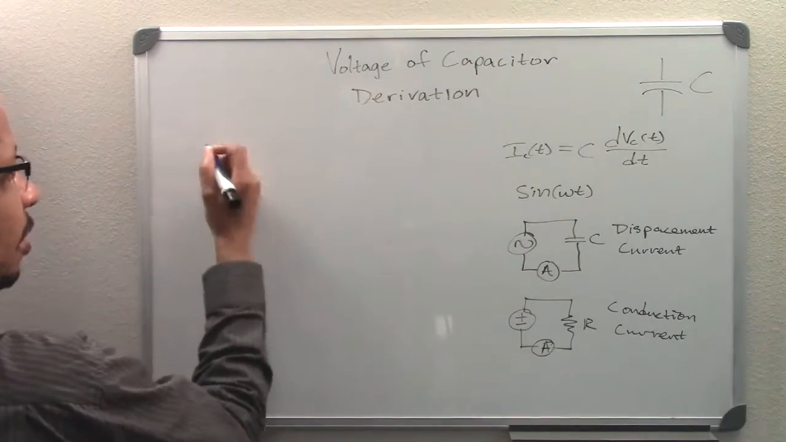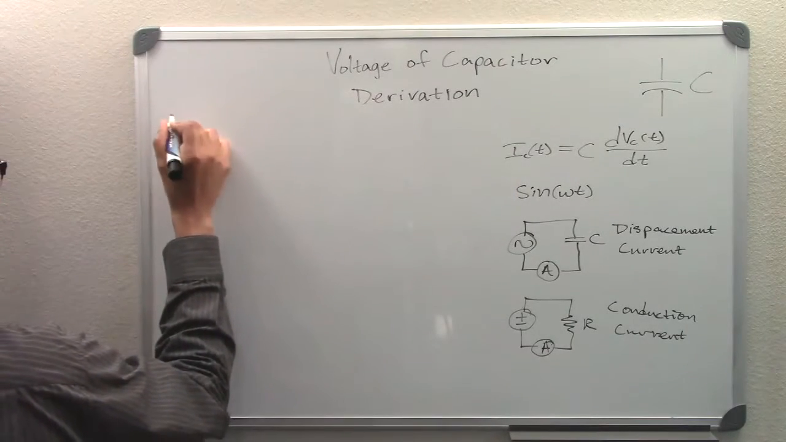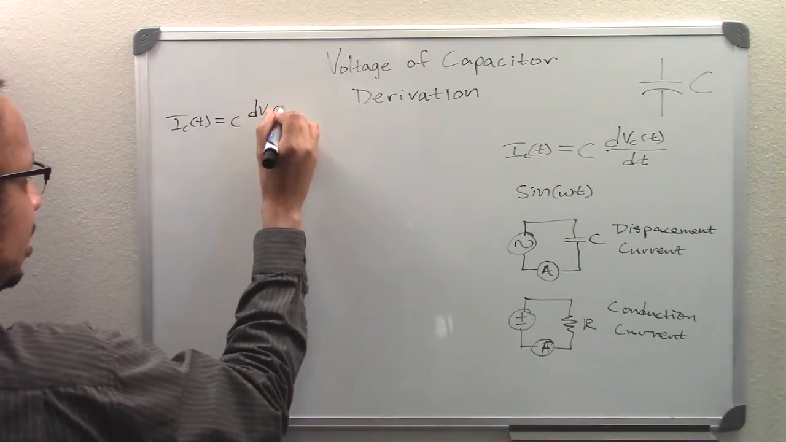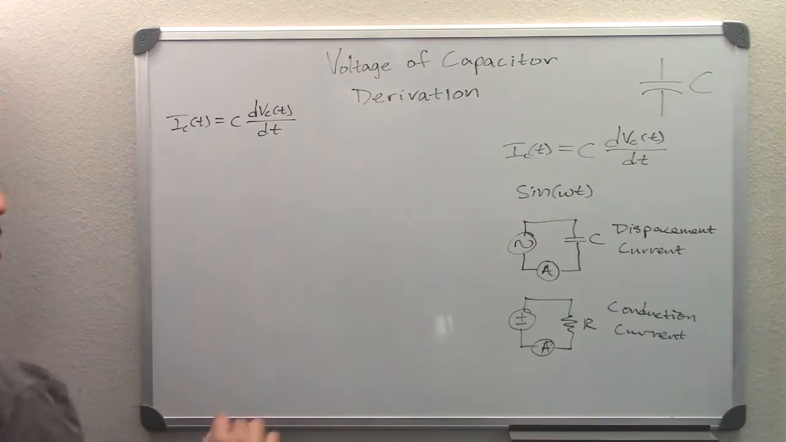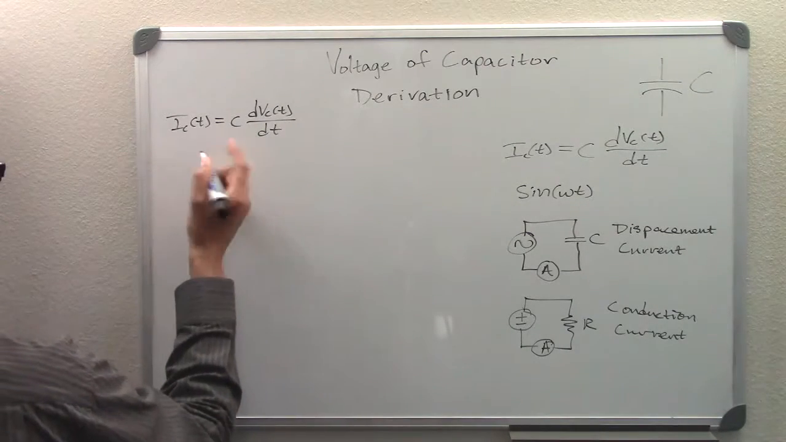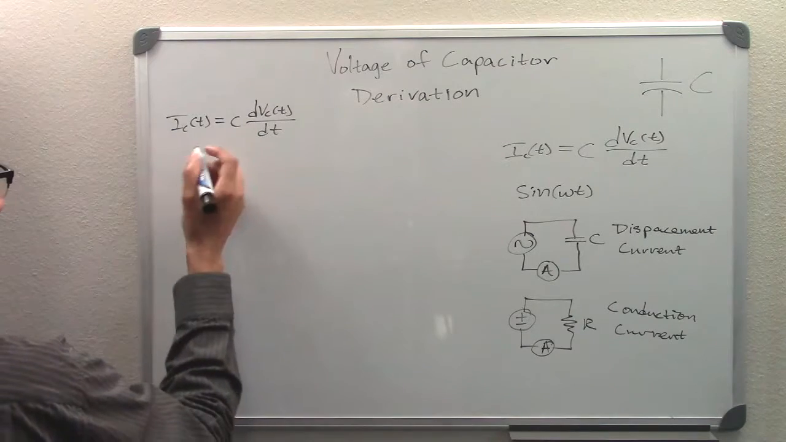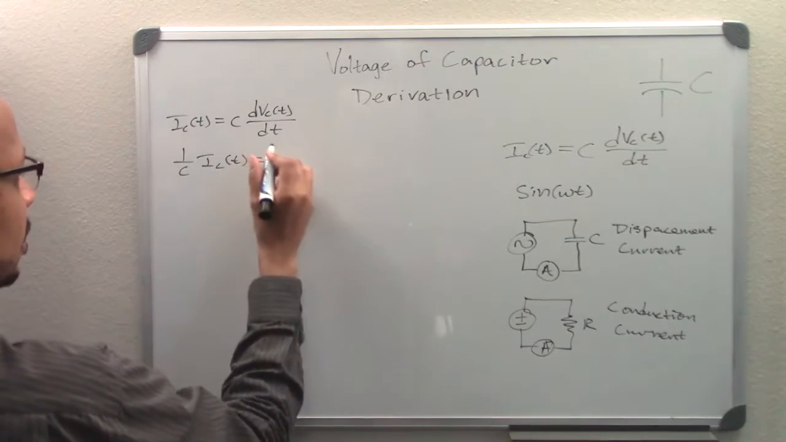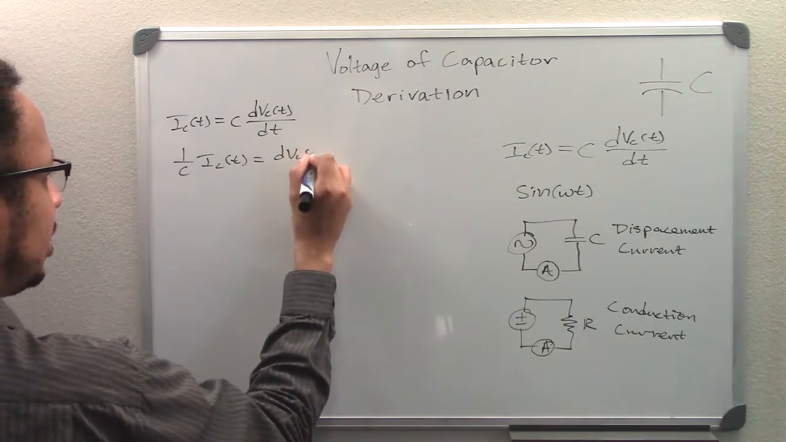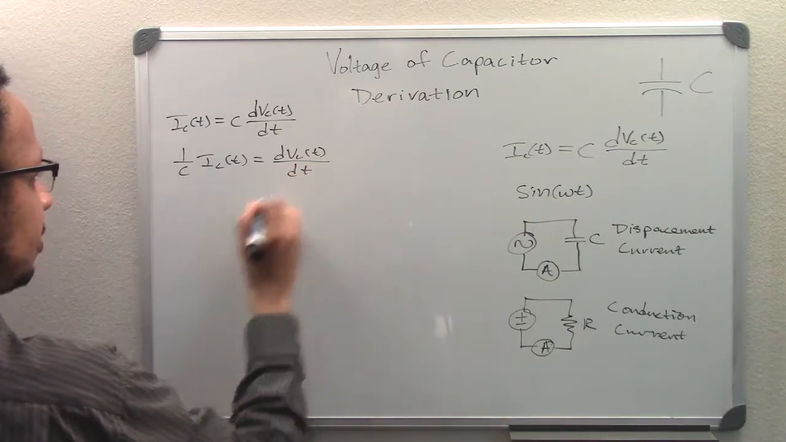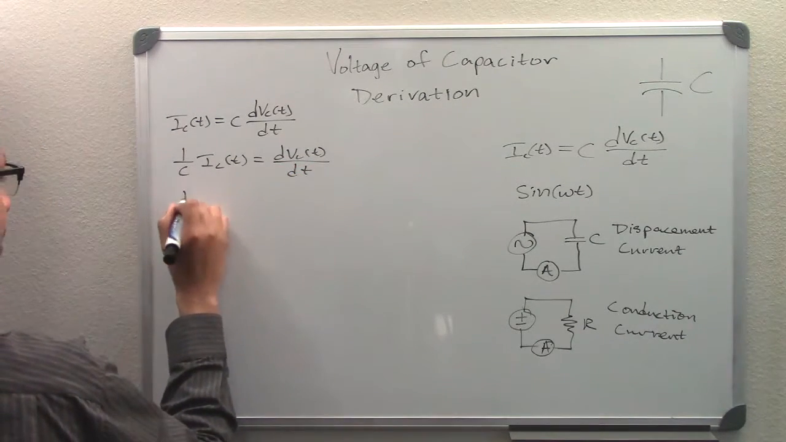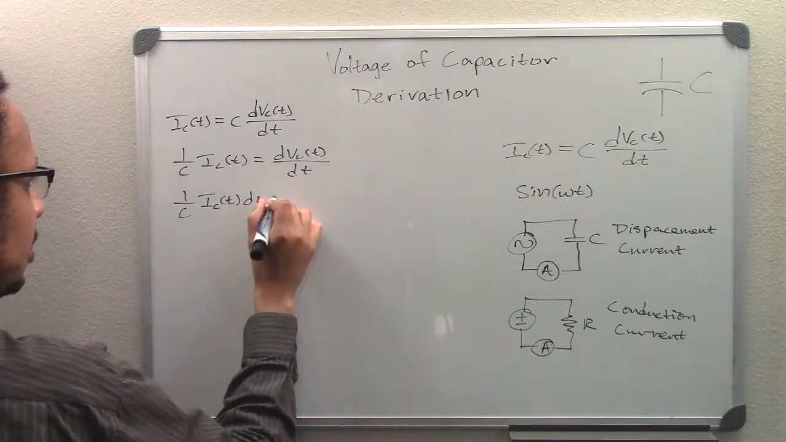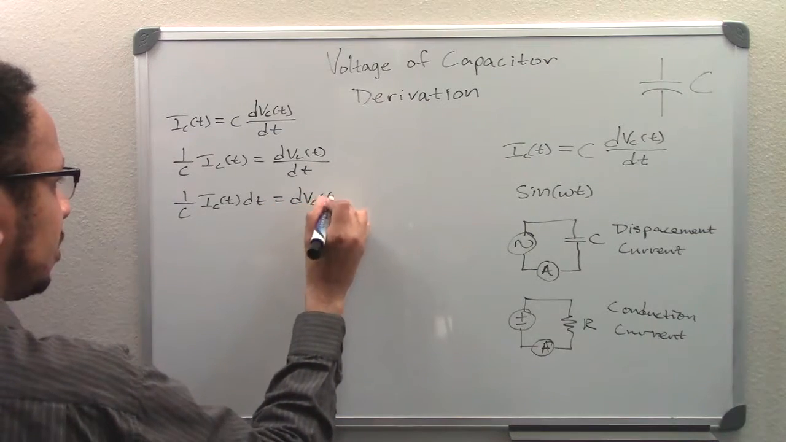So for starters, I'll restate that over here. And so we have iC(t) equals C dvC(t)/dt. Next, what we'll do is bring 1 over C to this side. We'll divide out both sides by C, and we have 1 over C iC(t) equals dvC(t)/dt. We'll bring over dt to the left-hand side, and so now we have 1 over C iC(t) dt equals dvC(t).